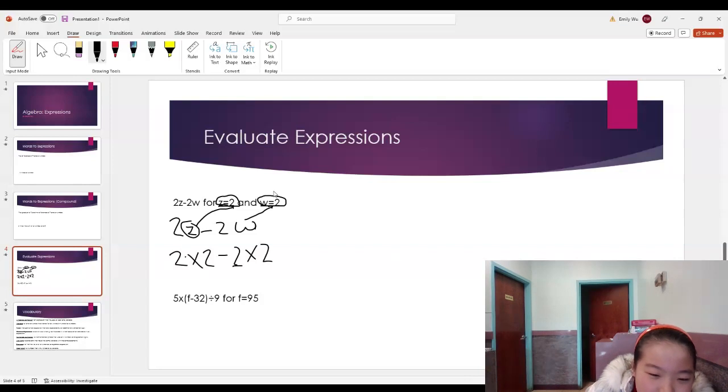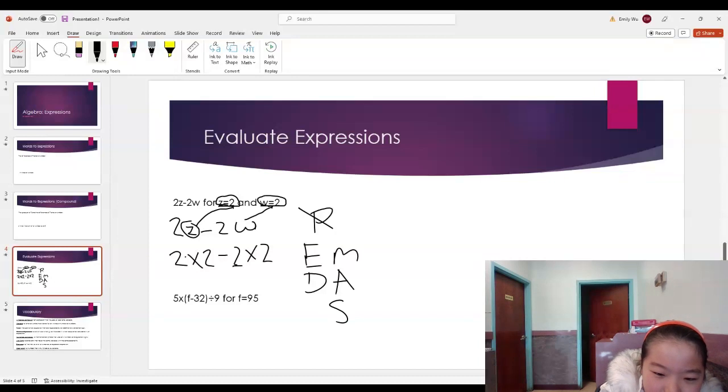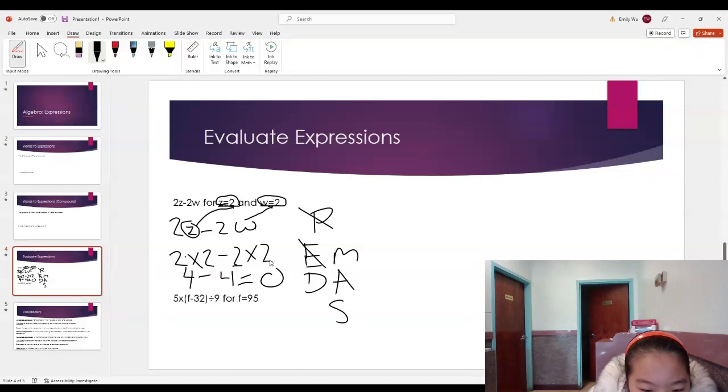So here, let's multiply together because this is what we're going to do. After you put 2 times 2 minus 2 times 2, we have to think about what's next. If you know how to do the order of operations, here are the steps: PEMDAS. There are no parentheses, no exponents. Multiplication comes first. So 2 times 2 is 4, and 2 times 2 is also 4. So what's 4 minus 4? Which is 0 as your answer.